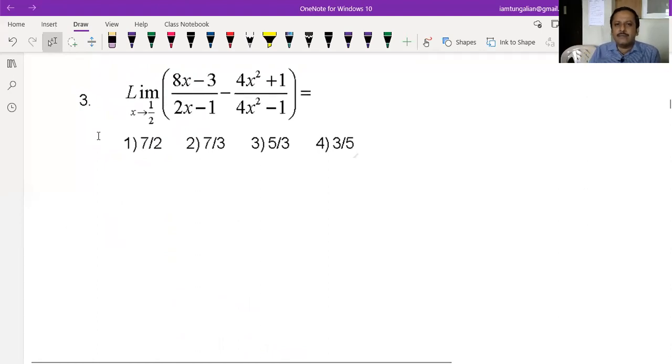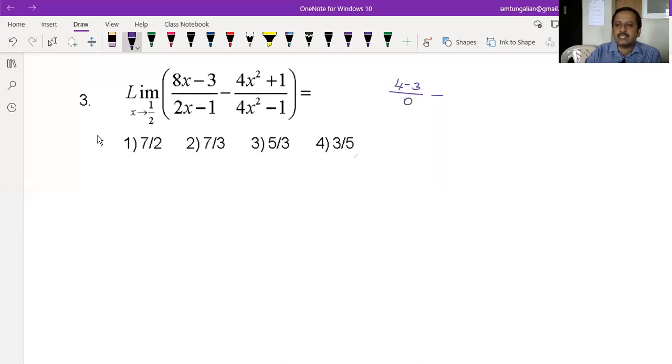Question number 3. Limit x tends to 1 by 2 of (8x minus 3) divided by (2x minus 1), minus (4x square plus 1) divided by (4x square minus 1). Okay, so here, if we directly apply the limit, the numerator will be 8 into 1 by 2, I am putting x as 1 by 2. That will give you 8 into 1 by 2, which is 4, minus 3, divided by, here 2 gets cancelled, 1 minus 1, 0.